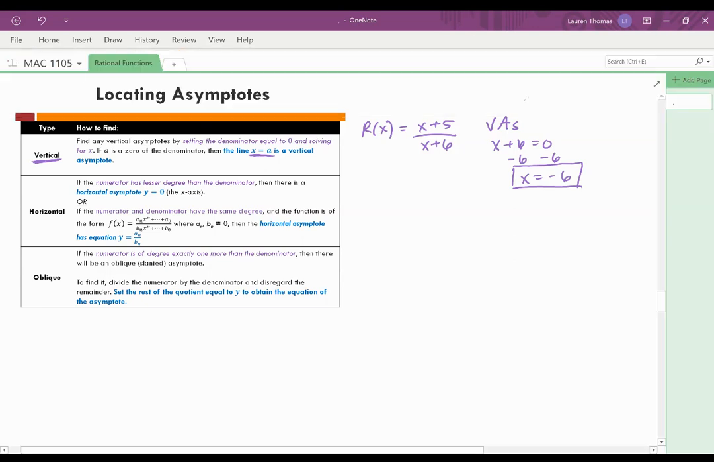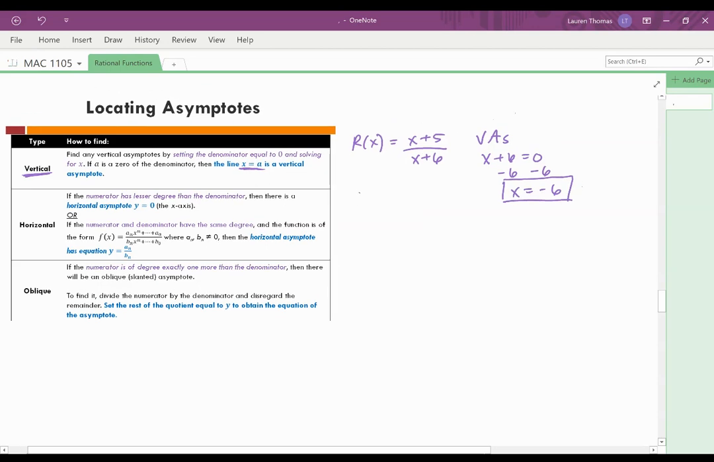Okay, the next type of asymptote that you have is a horizontal asymptote. So let me change my color. All right, so a horizontal asymptote, there are two different cases. So if your function falls into either case 1 or case 2, it's going to have a horizontal and you need to follow those steps. So the first case is if the numerator has a lesser degree than the denominator, then the horizontal asymptote is y equals 0. So this would be something that looks like this. If I had r of x equals (x squared plus 2) over (x cubed plus 6), something like that.